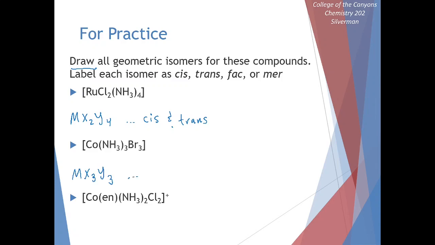Our second example has octahedral geometries again, but 3 of one ligand, 3 of another ligand. This is going to be face and meridian isomers. Our last example, we have a bidentate ligand as well as 2 ammonias and 2 chlorides. Once again, I believe we can try to get cis versions and trans versions of this molecule.